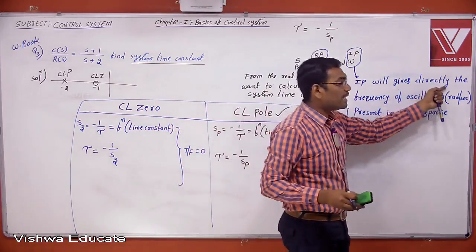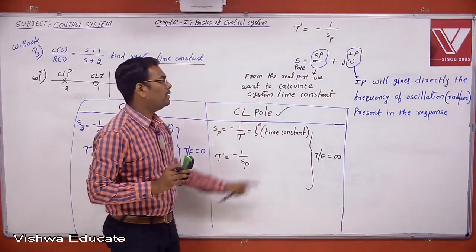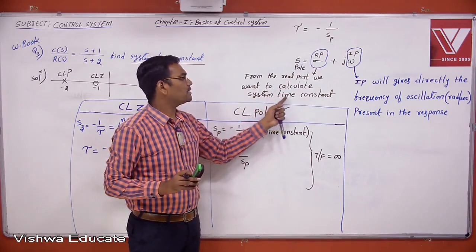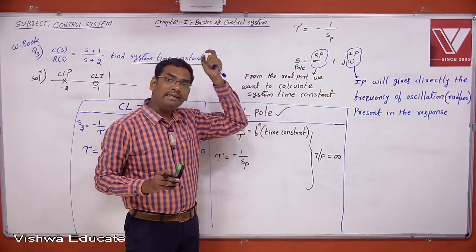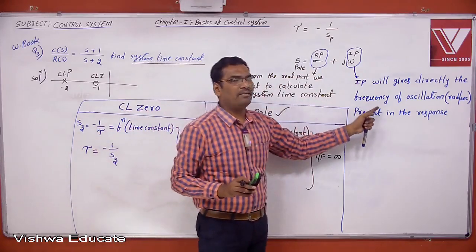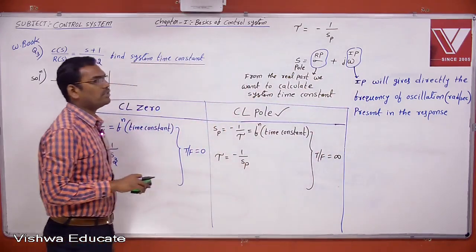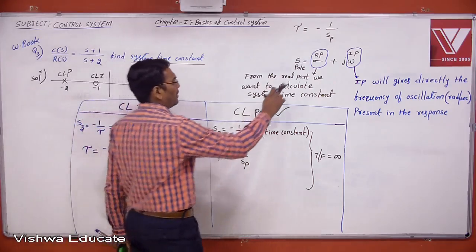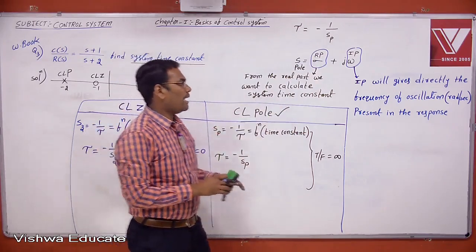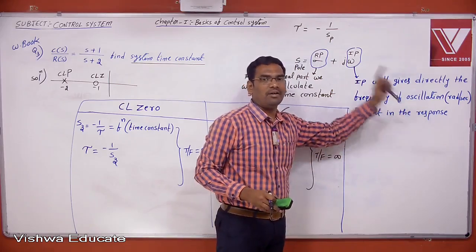The imaginary part gives the frequency directly, but some of you are thinking the imaginary part will give the time constant. No, that is not at all correct, so I am not writing like that. From the real part, we want to calculate the system time constant. For finding the system time constant, which part is useful? Real part. For finding the frequency of oscillations in the response, which part is useful? Imaginary part. Remember those two points. The real part value is useful for finding the time constant, and the imaginary part directly tells whether the response has any oscillations or not.